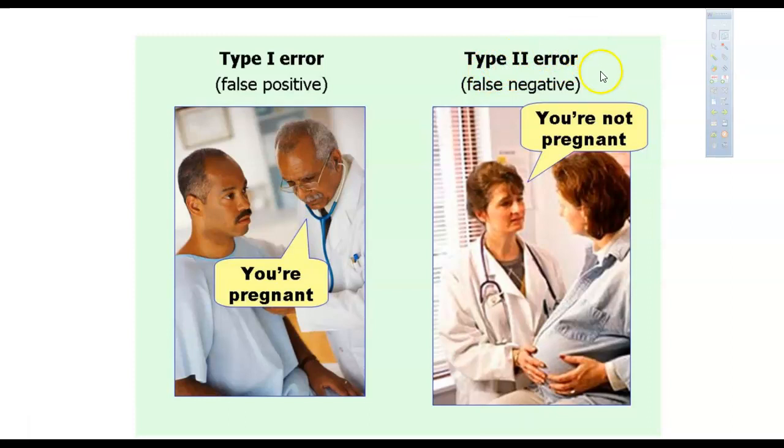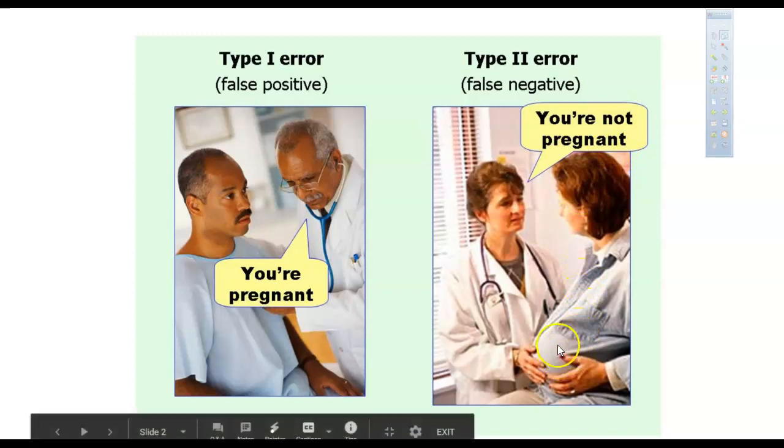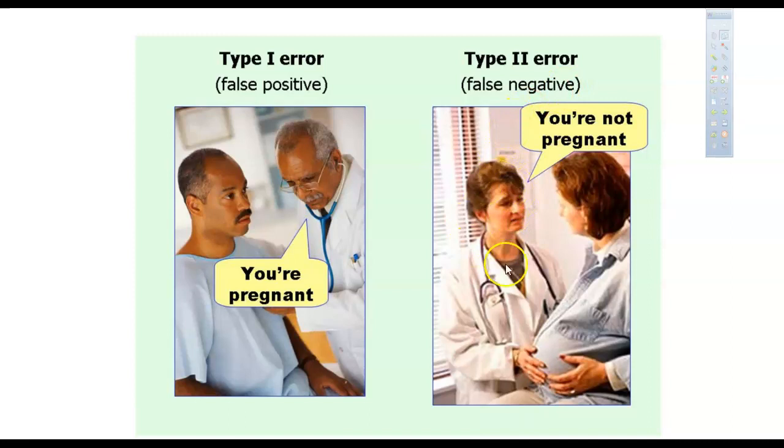And then a type 2 error would be a false negative. Like if a pregnant woman goes to the doctor and then this doctor says, "You're not pregnant, you just ate a watermelon." This is a false negative because this doctor is telling this woman she's not pregnant. She's giving her a negative pregnancy test when in fact she really is pregnant. So that's a false negative is a type 2 error. A false positive is a type 1 error.